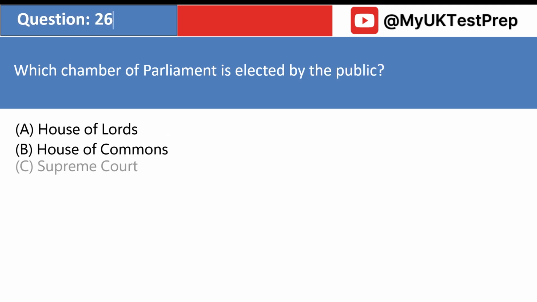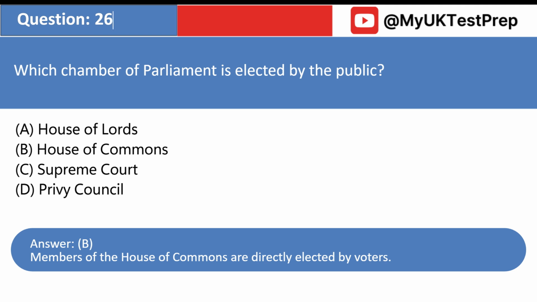Which chamber of parliament is elected by the public? A. House of Lords. B. House of Commons. C. Supreme Court. D. Privy Council. Answer: B. Members of the House of Commons are directly elected by voters.